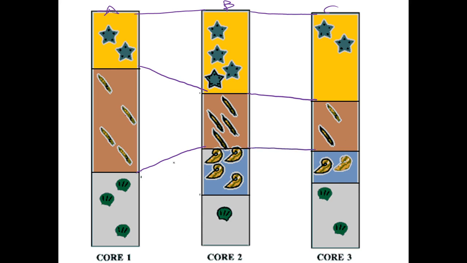Okay, now you'll notice that this rock correlates here. But you'll notice that none of this blue rock is here in location A, core number 1. Okay, so that's how you do that.